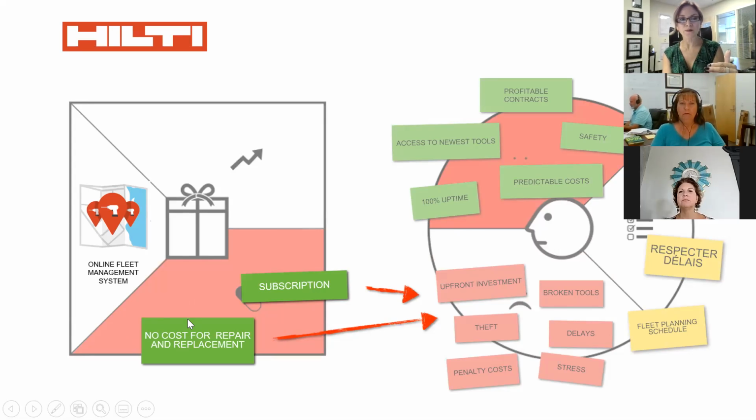So that's how this Hilti company decided, okay, if your problem is broken tools or the upfront investment, let's just have no costs for repair or replacement. And then it would be a subscription. So you would have the most advanced tool so you can perform a better project.